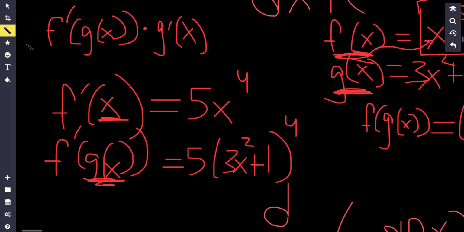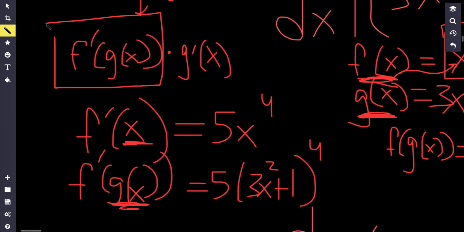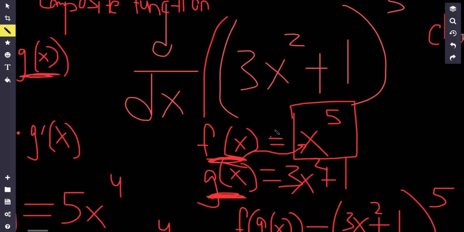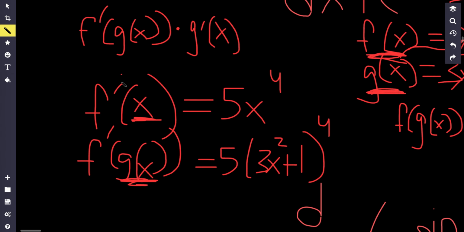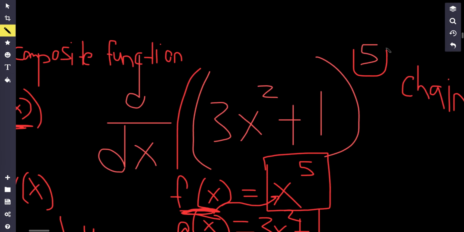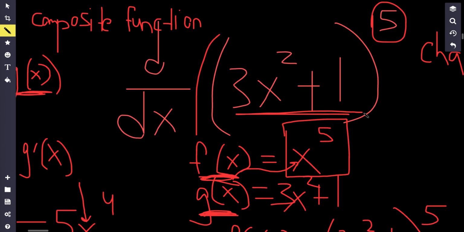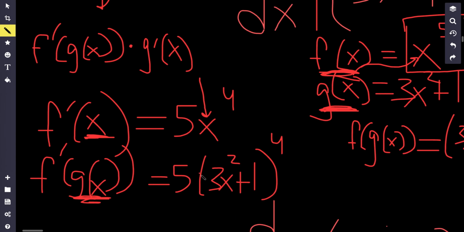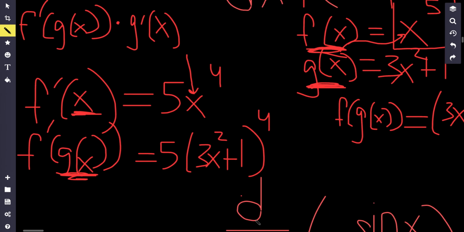It's this f prime of g of x, it's not as complicated as you think. All you do is you take the derivative of the outer function and just replace all the x's you see with the inner function. You're taking the derivative of the outer function with respect to the inner function. Replace all the x's with this inner function right over here.